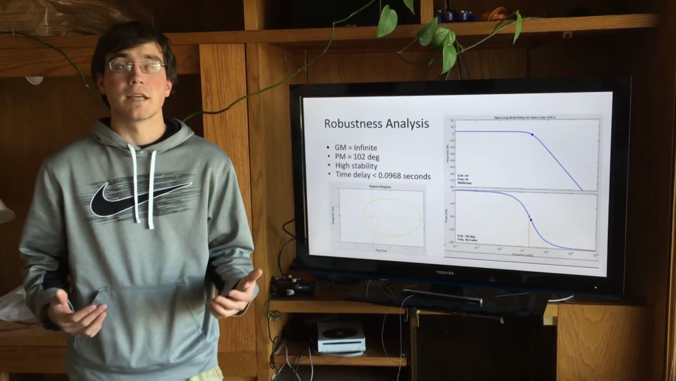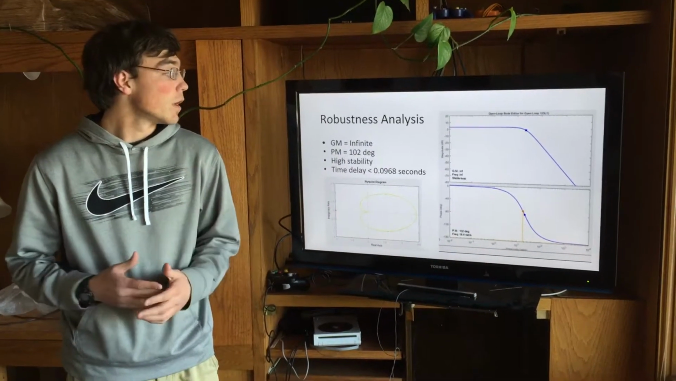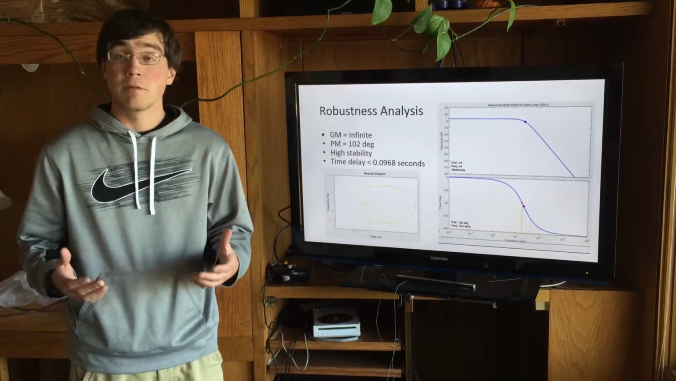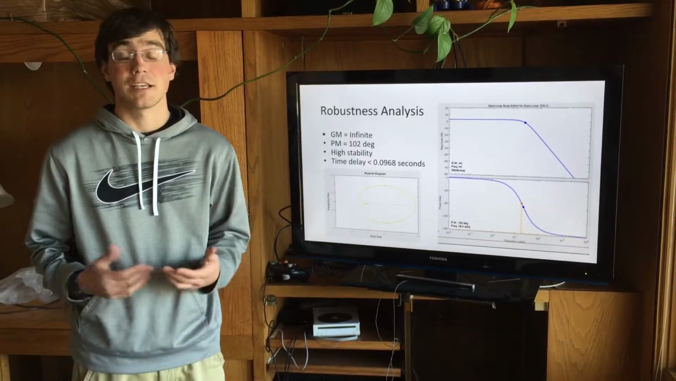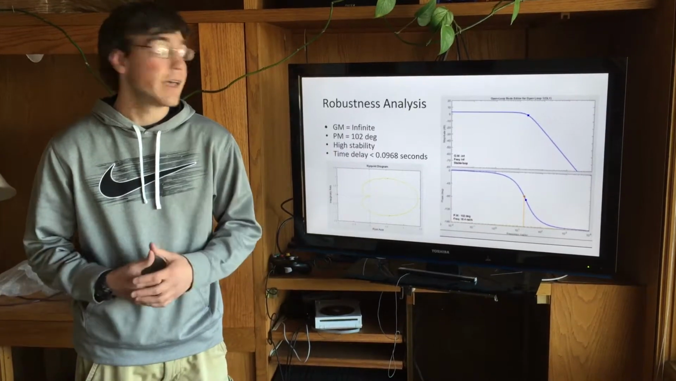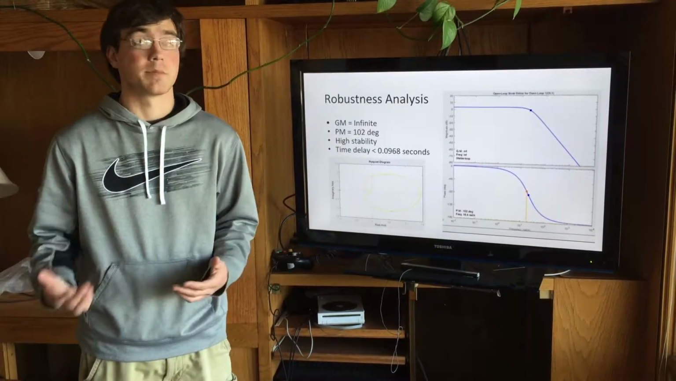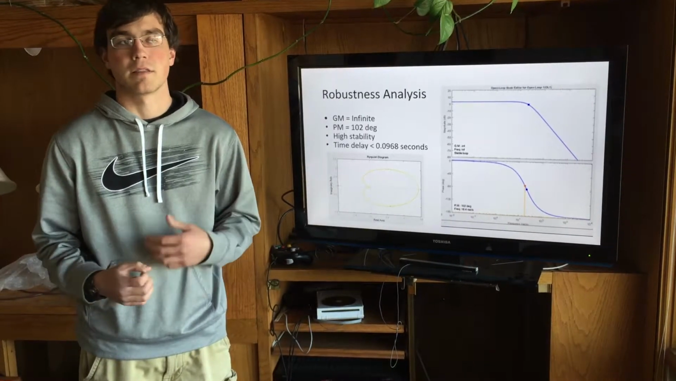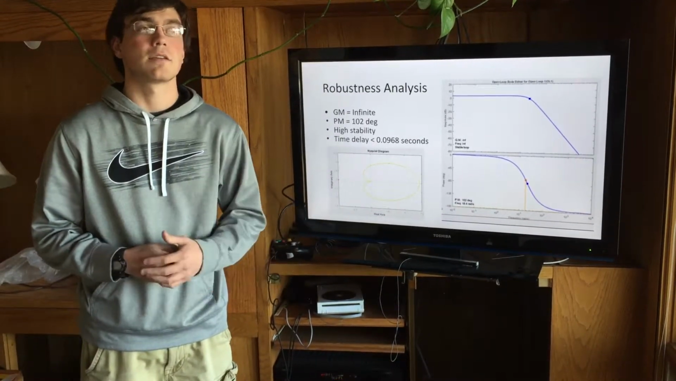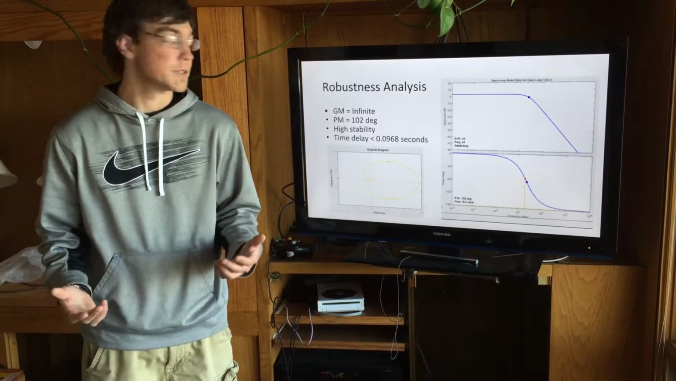So whenever we decided to actually analyze our final system, we found out that it's a very robust system. It's extremely stable. Our gain margin is actually infinite, which is perfect. And then our phase margin is also extremely high at 102 degrees, which gives us a lot of play with how we want to mess with gain or really any of the other parameters.